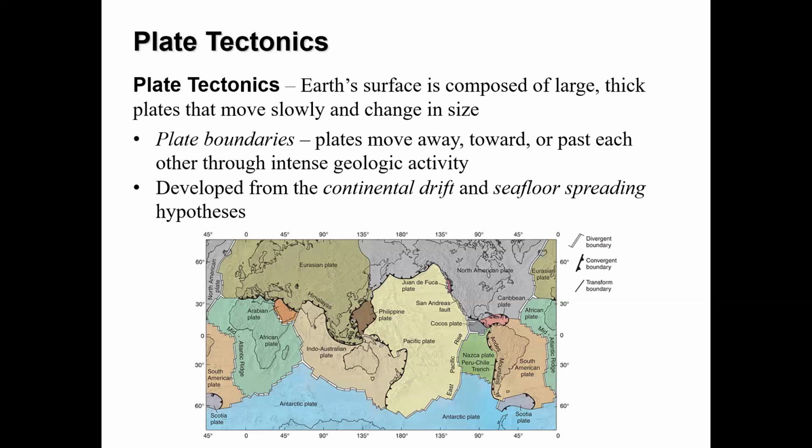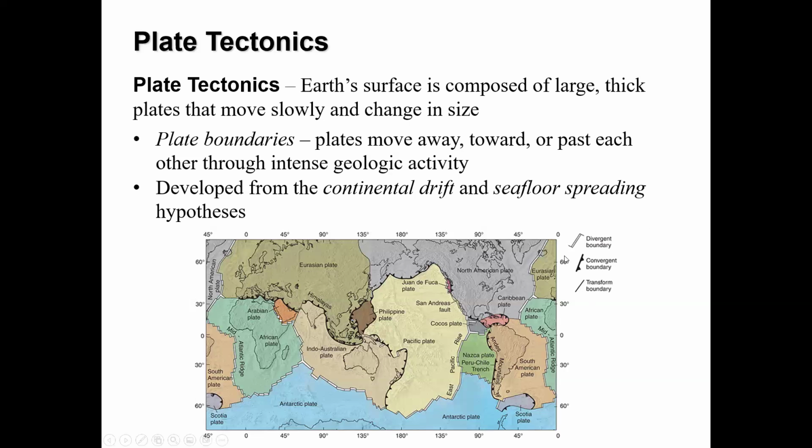So if we see that the crust is moving away from each other, then we define that as a boundary. Or if we have two pieces of crust that are converging, then that is a boundary. Or if we have two pieces of crust that are sliding past each other, then that is a boundary. So we'll talk more about what these different boundaries are.